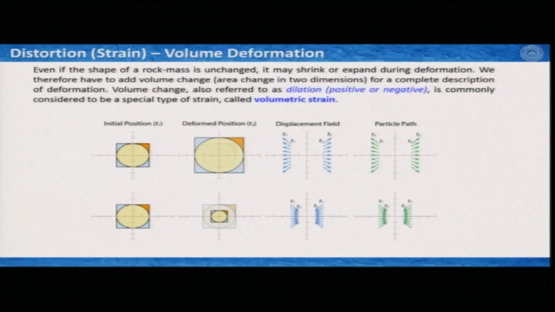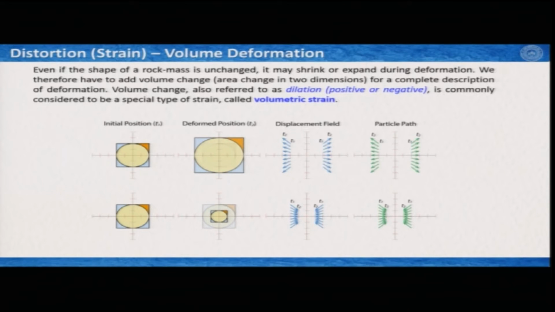Then volume deformation is something where you don't keep the volumes constant during deformation. So you can keep the shape similar but not the volume. So even if the shape of a rock mass is unchanged, it may shrink or expand during deformation. We therefore have to add volume change, that means area change in 2 dimensions, for a complete description of the deformation. So volume change is generally referred to as dilation.